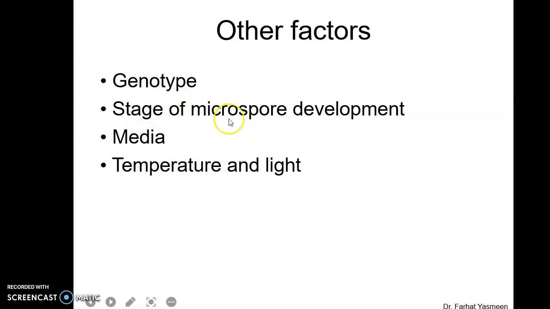As I have mentioned in all my classes, first of all you have to optimize the conditions. Those conditions also include the temperature and light conditions. Those conditions also include the media and the sterilization conditions. So if all these things are optimized, only then do you have a successful tissue culture.